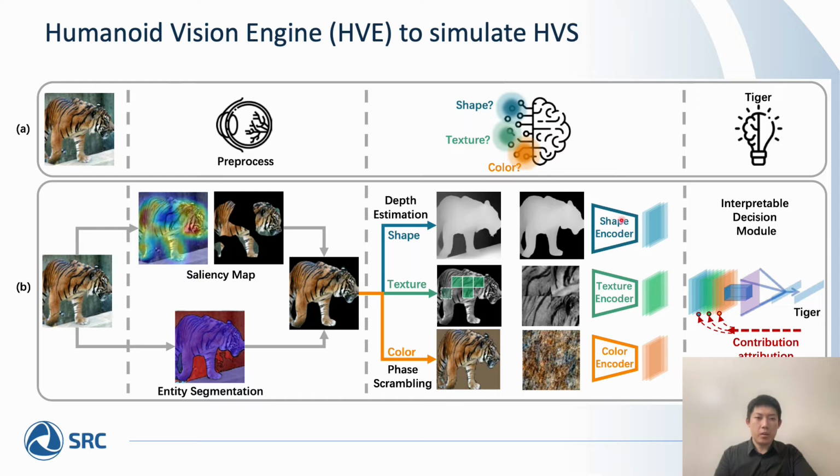This is the pipeline of our proposed human vision engine to simulate the human vision system. A is the human vision system. Given one image, humans do some pre-process and different regions of our brain are activated, and finally we make the decision. Similarly for our human vision engine, given the image, we do some pre-process, localize the foreground, and for each of shape, texture, and color, we explicitly extract them and finally combine them to make the final decision.